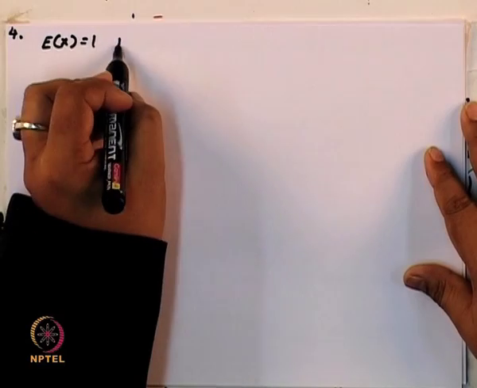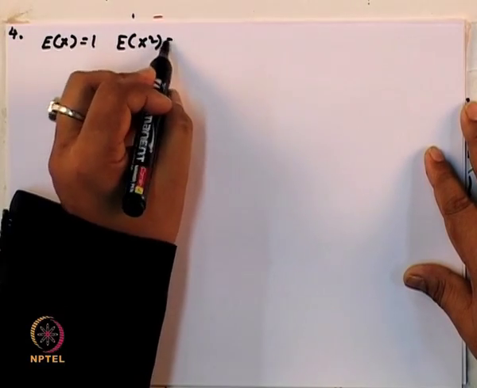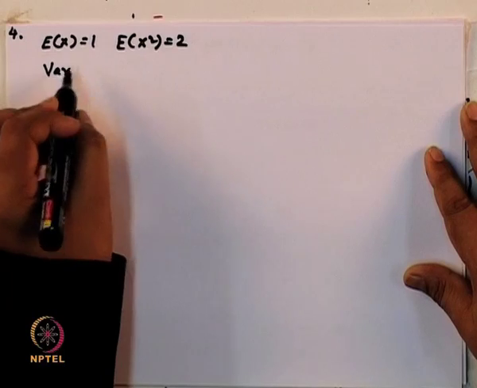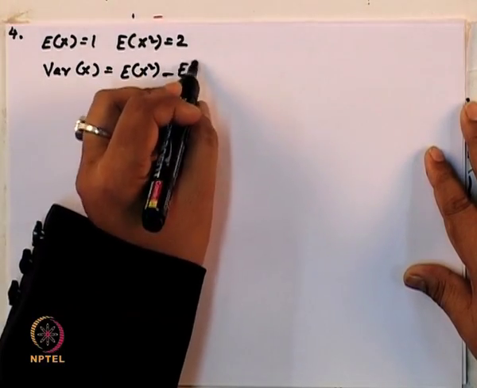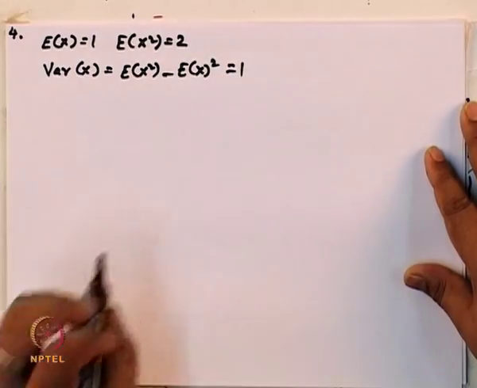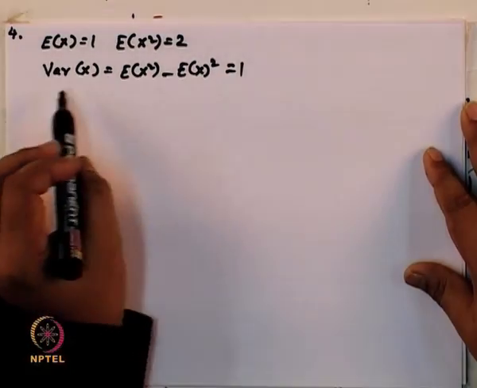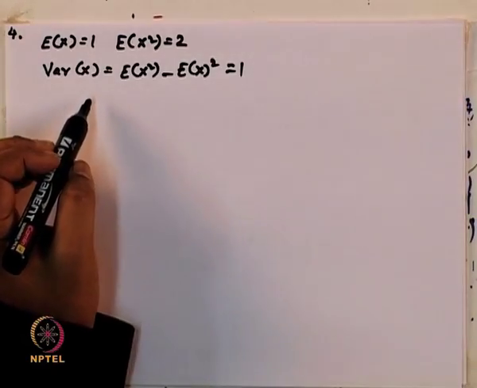So, I can then calculate, okay, I have calculated E of x equal to 1 and E of x square equal to 2. So, the variance of x is E of x square minus E of x whole square, which is nothing but 1. Okay. So, this is how you can make use of moment generating functions to calculate expectation and variance and so on and so forth.